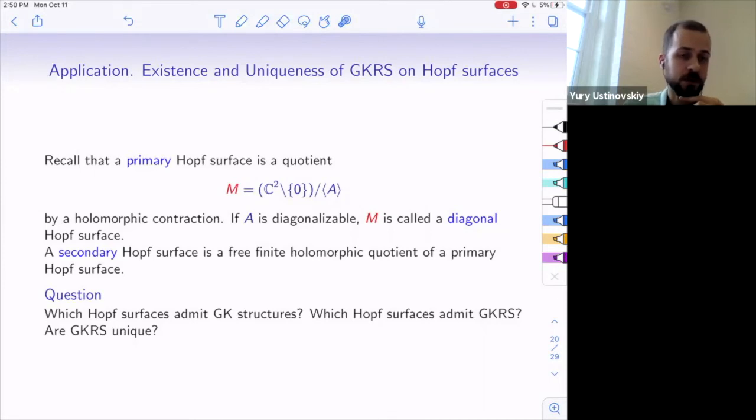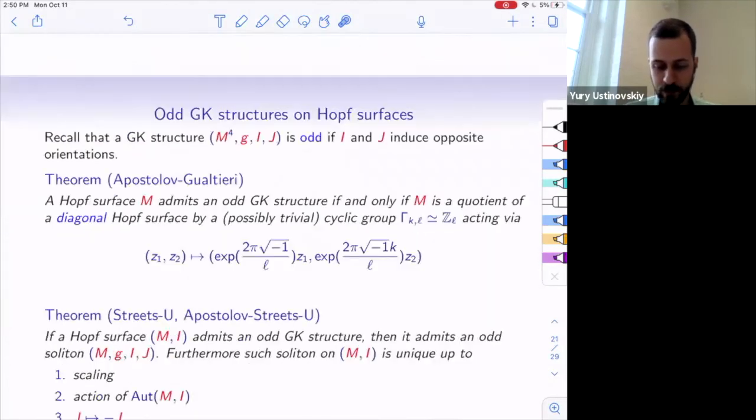And you might ask, which Hopf surfaces admit some generalized Kähler structure? And if you know the answer to that, you might ask which Hopf surfaces admit a generalized Kähler-Ricci soliton. And if you know that, you might ask, what about uniqueness? Are they unique or not? If they're not unique, then up to what equivalence might they be unique? And these questions happen to be easier to approach and study having the functional which I discussed at hand.